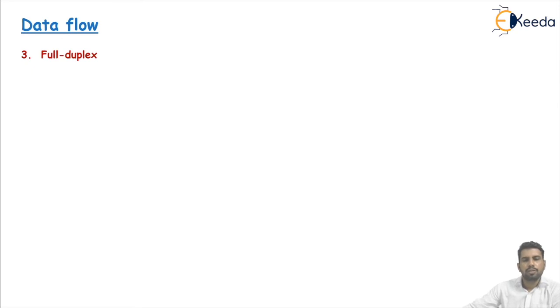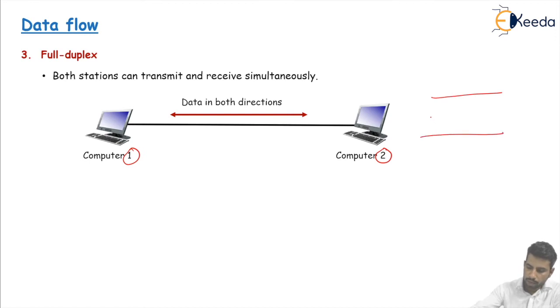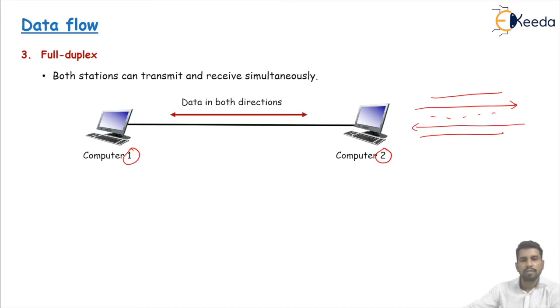Full duplex means the communication at its full level, the data flow at its full level. Full level means the communication in both directions. Both stations, computer 1 and computer 2, are able to transmit and receive simultaneously. As an example, we see on highways we have a divider in between. The vehicles are going in this direction and the vehicles are also coming from this direction at the same time, simultaneously. On both sides of the divider, vehicles are going and coming. Okay, that is an example of full duplex.